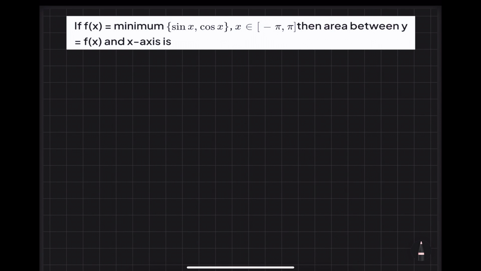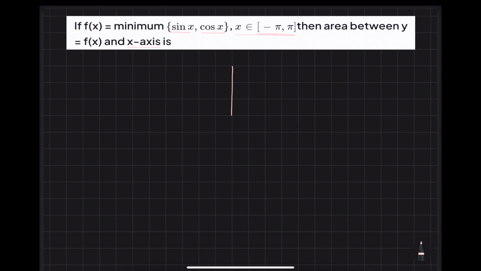So, we have a wholesome new problem which says: if f of x equals the minimum of these two functions, x belongs to this domain. So, in the given domain, you have to consider the minimum of these two functions, sin x and cos x. Then find the area bounded between f of x and the x-axis. Okay. So first let's draw the graph, then we will proceed accordingly. So we have to draw a graph from minus pi to plus pi.